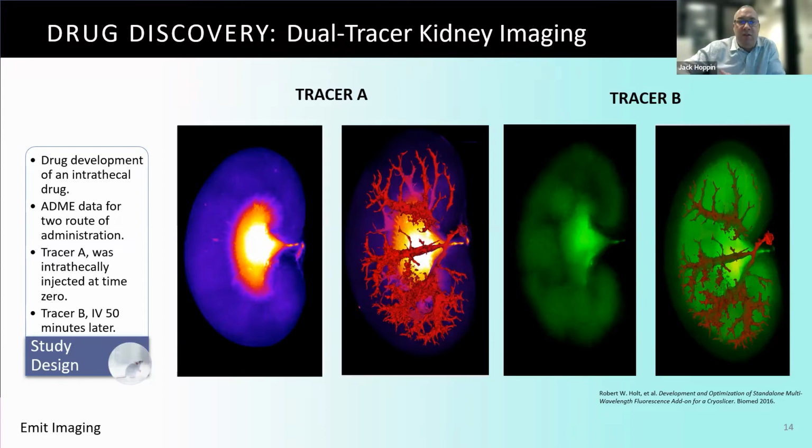And here you see two tracer images injected simultaneously, and you see different stages of renal clearance. And then from the anatomy, you're able to section out the vasculature of the kidney. So the number of fluorophores you can image, and the ease of doing that is very, very nice.